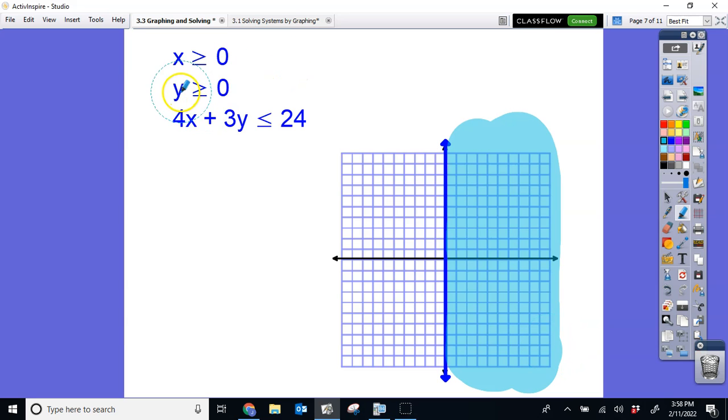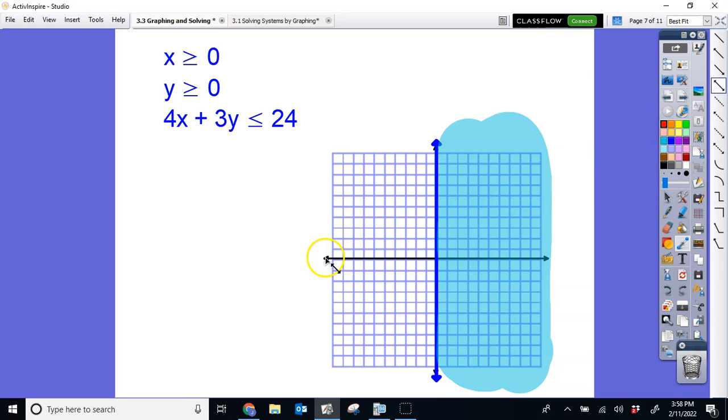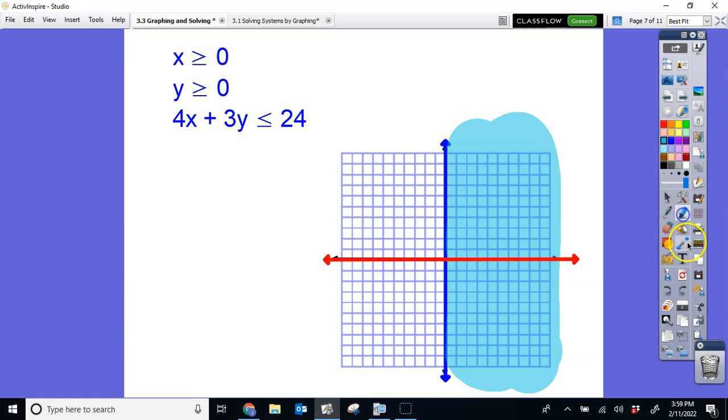Y is greater than or equal to 0 is going to be a horizontal line at 0. Again, notice this one is actually the x-axis, but remember, on the x-axis, the y value is actually 0. So this one would be a y value equal to 0. Greater than 0 for y would be above. Let me fix that. Y is greater than would actually be above the axis.